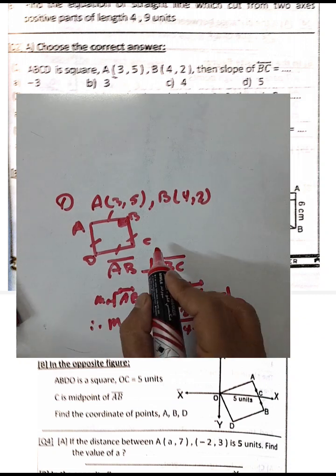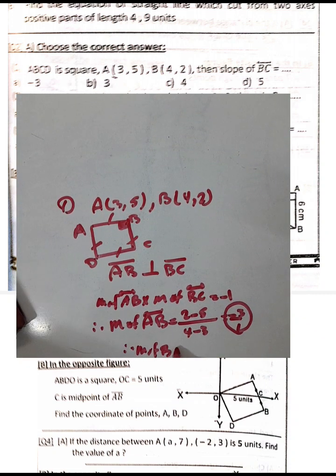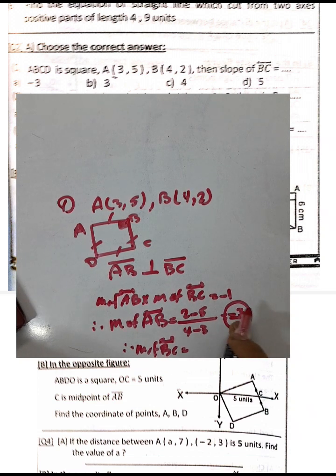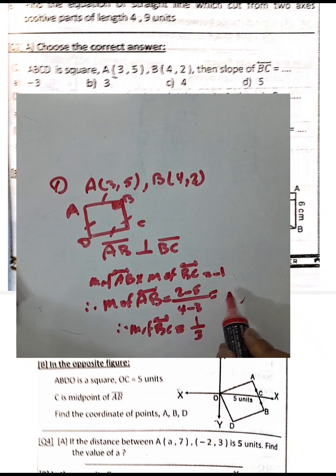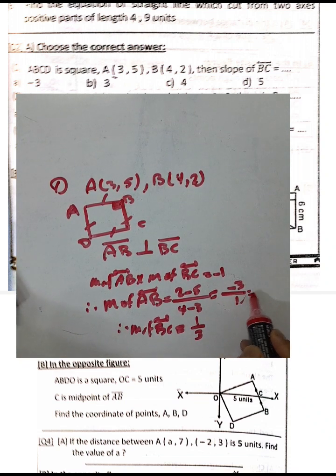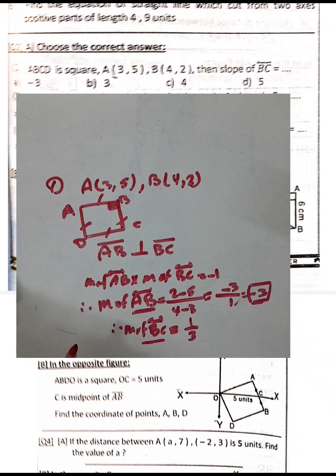Then the slope of BC will be the inverse of negative 3 over 1, which is 1 over 3. Write the inverse of the result. The result here was negative 3 over 1, which is negative 3, the slope of AB. Then the slope of BC will be the inverse of the result with the sign changed. It will be 1 over 3. Understood?